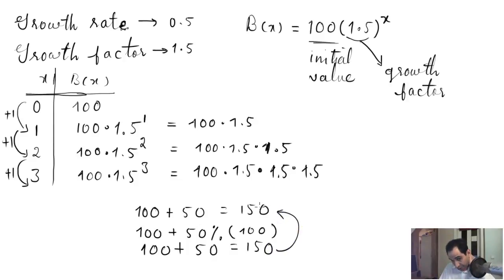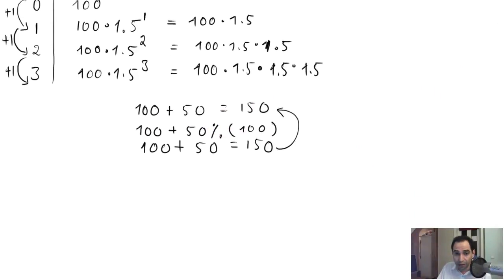And you can rewrite this again in the following way. 50% of 100, you can write it as 100 plus 50% of 100, which becomes 50 divided by 100 times 100.